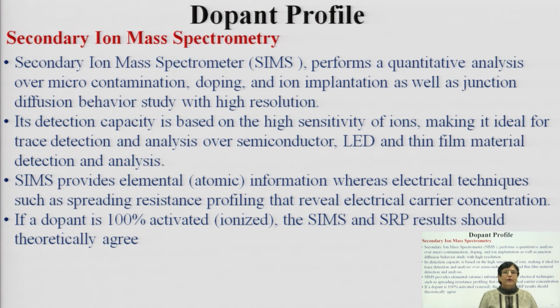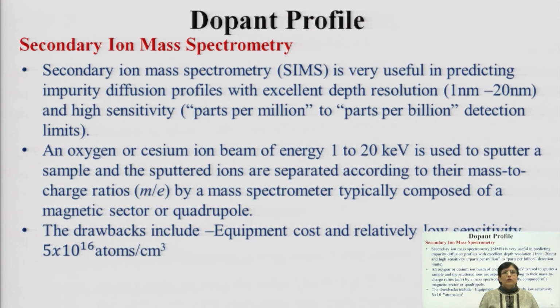It provides elemental atomic information, whereas electrical techniques such as spreading resistance profiling reveal the electrical carrier concentration. If the dopant is 100% activated or ionized, the SIMS and SRP results should theoretically agree exactly. So, this method is very useful in predicting impurity diffusion profiles with excellent depth resolution, that is 1 to 20 nanometers, and high sensitivity, in parts per million or parts per billion. An oxygen or cesium ion beam of energy 1 to 20 kV is used to sputter the sample.